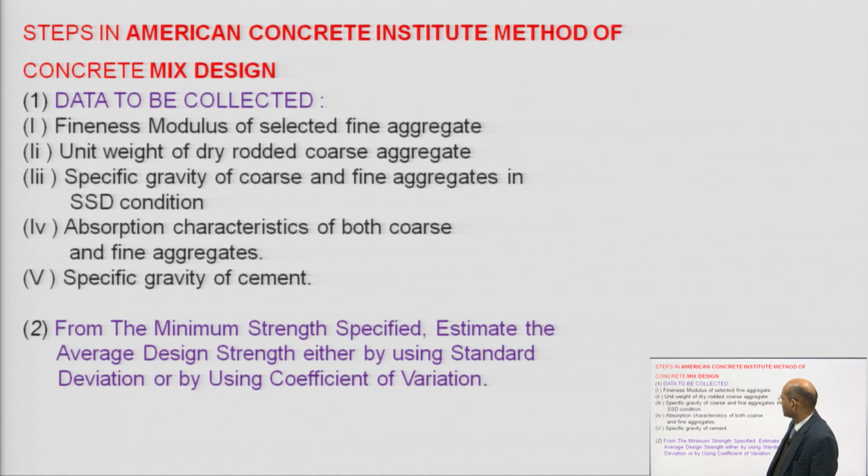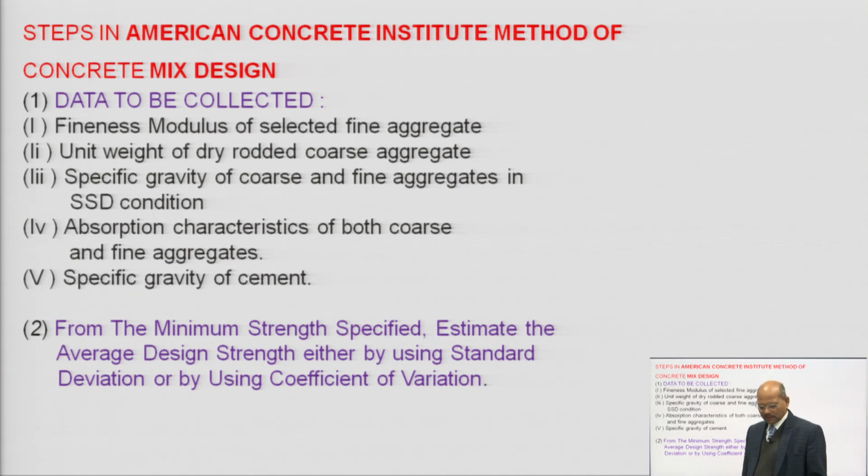Then you need the specific gravity of coarse and fine aggregate in surface saturated dry condition, and the absorption characteristic of both coarse and fine aggregate, because in dry condition it shows how much percentage of water it is going to absorb. Also, suppose you are getting aggregate from the field, you need to know how much percentage of moisture is there in the coarse and fine aggregate, the specific gravity of cement, and the brand of cement. So, that you have to do.